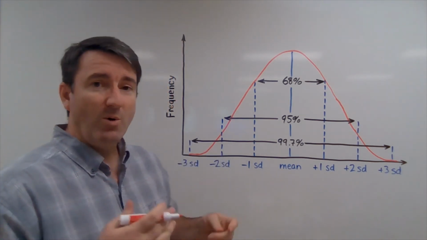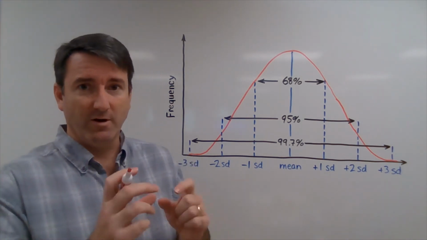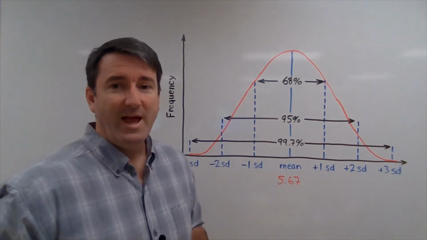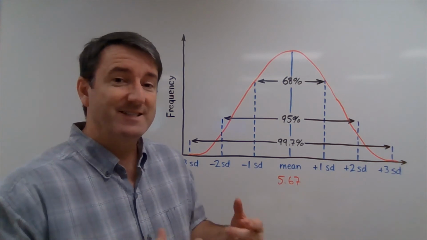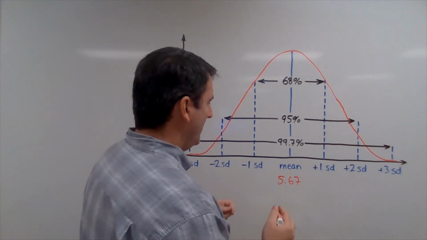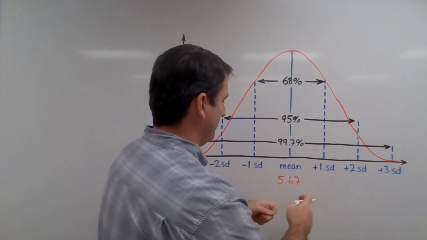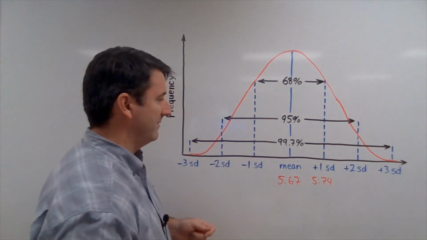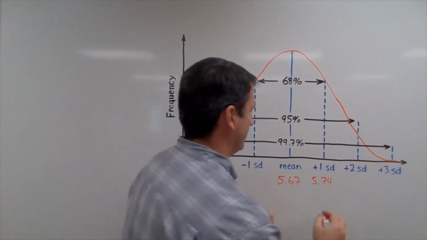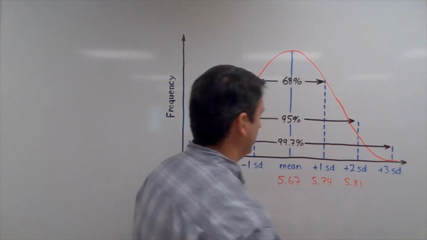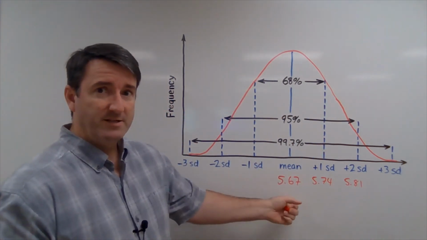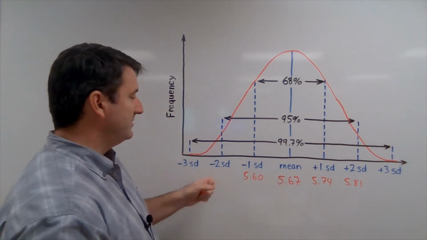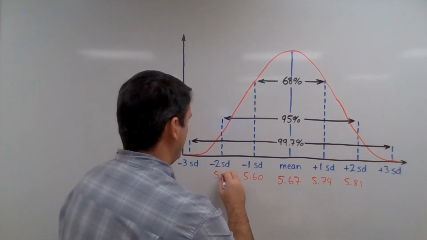So here we're told that the mean for a quarter is 5.67 grams. And we're told that the standard deviation is 7/100ths of a gram. So one standard deviation above the mean would be 5.74 grams, and two standard deviations above the mean would be 5.81 grams. One standard deviation below the mean would be 5.60 grams, and two standard deviations below the mean would be 5.53 grams.